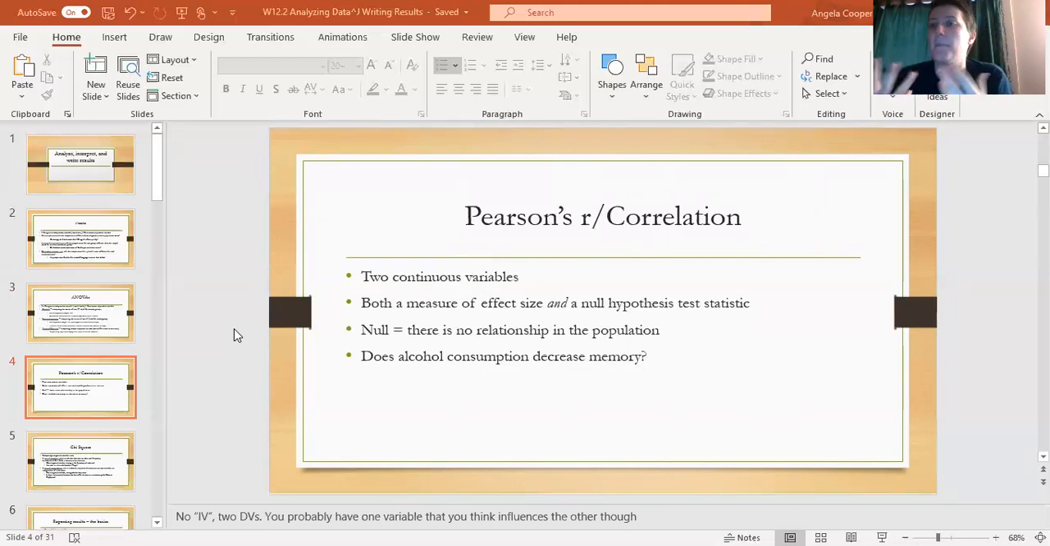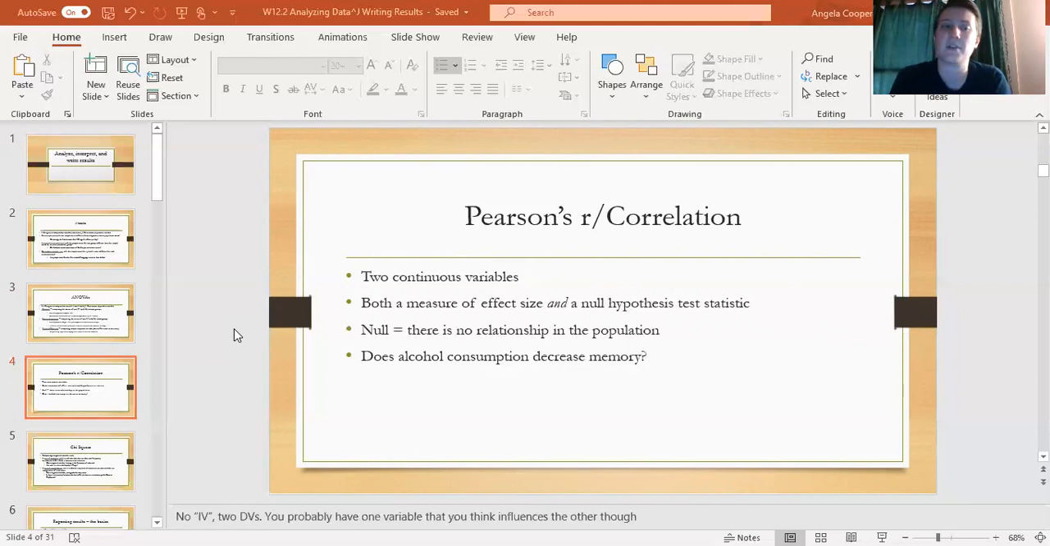And then we have the number itself of Pearson's R. So 0.1, around that region, is considered weak or small, 0.3 is considered medium, and 0.5 is considered strong or large. That refers to the effect size. And the null hypothesis is where we test to see if this relationship is actually present in the population.